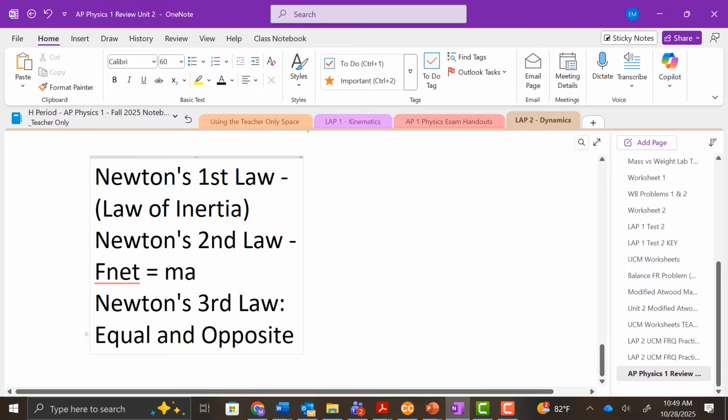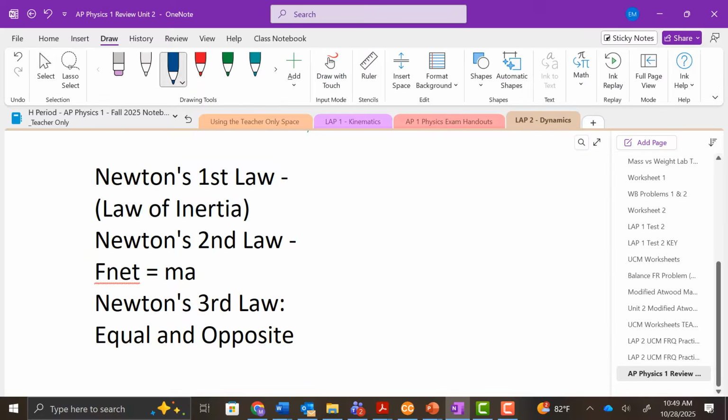You need at least two diagrams. I'll give you an example. There is a block on a table, and that block has Fg, and that block has Fn as well. So these are the forces on this block right here, right? The Fn is from the table, the Fg is from the Earth. That's what's causing it.